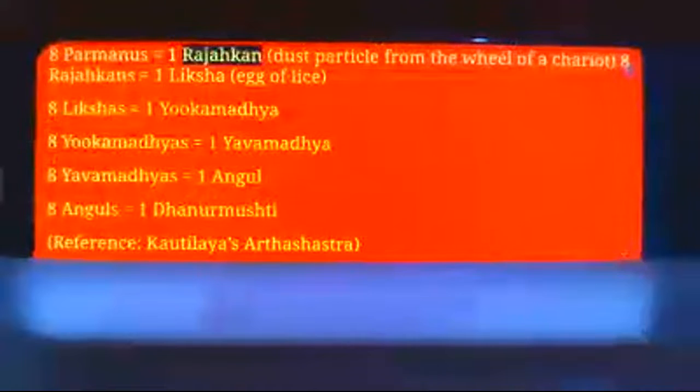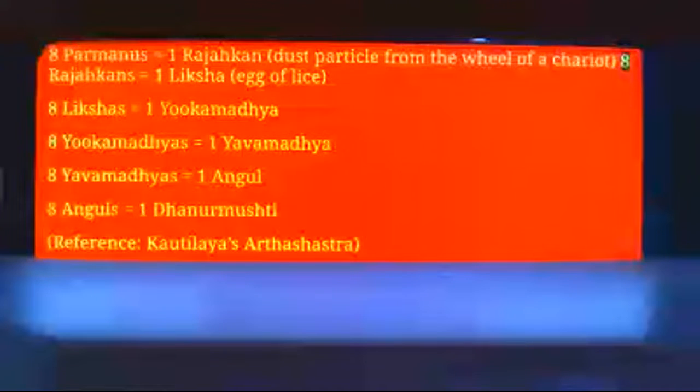8 paramanus equals 1 rajakan, a dust particle from the wheel of a chariot. 8 rajakans equals 1 liksha, an egg of lice. 8 likshas equals 1 yukamadhya. 8 yukamadhyas equals 1 yavamadhya. 8 yavamadhyas equals 1 angul. 8 anguls equals 1 dhanurmushti.